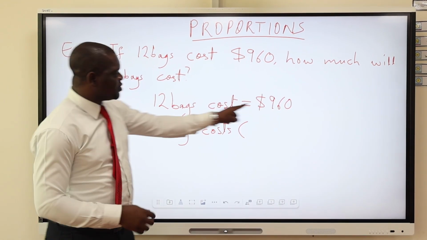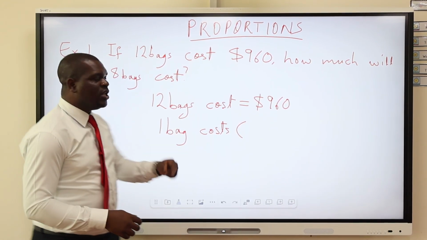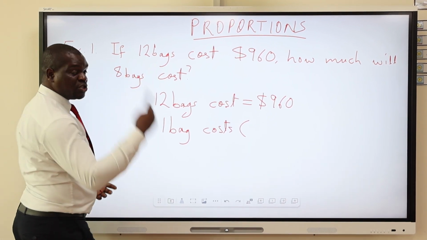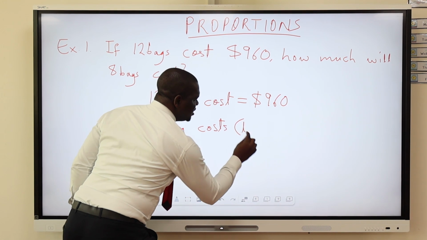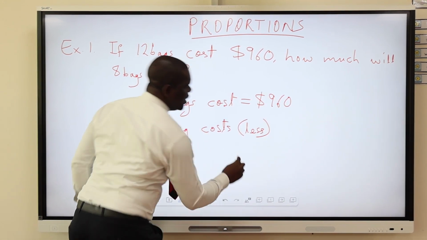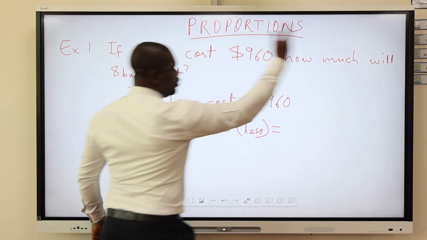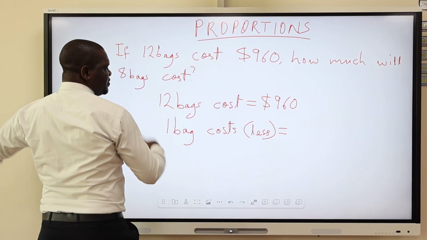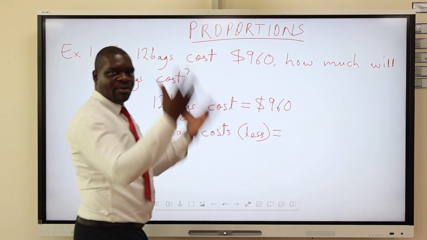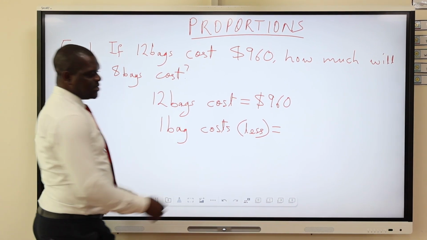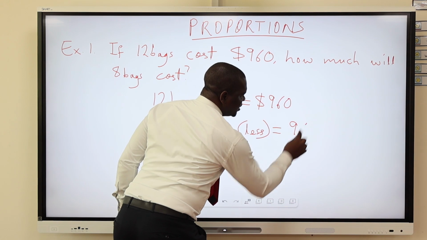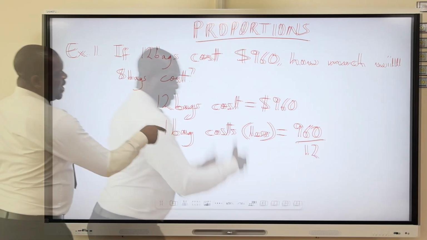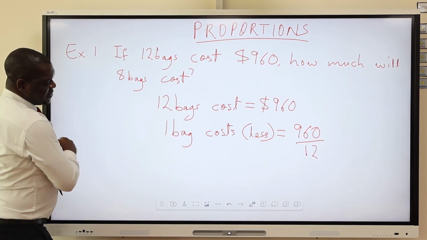If 12 bags cost this much, 1 bag, will it cost more or less? Obviously, it will cost less because it's just 1 bag. So you indicate here as less, and this will be equal to, you take what we have here to the right and divide by what we have to the left, or we take the cost of all the bags and divide by the number of bags. That is 960 divided by 12. Now we are looking for 8 bags.